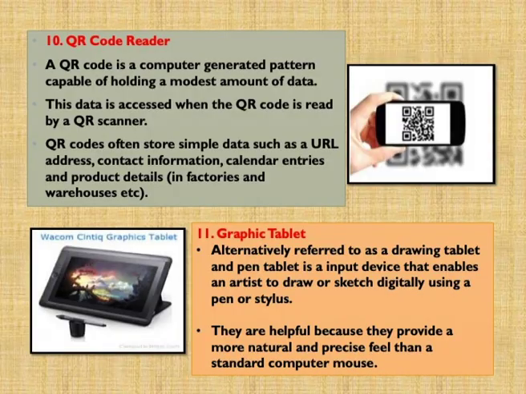The next kind of input device is your QR code reader. A QR code reader is a variation of a barcode reader. Basically, a barcode is one-dimensional and a QR code is two-dimensional data. The same barcodes represented two-dimensionally are called a QR code. QR stands for quick response code. The device that we use to scan these QR codes is called a QR code reader.